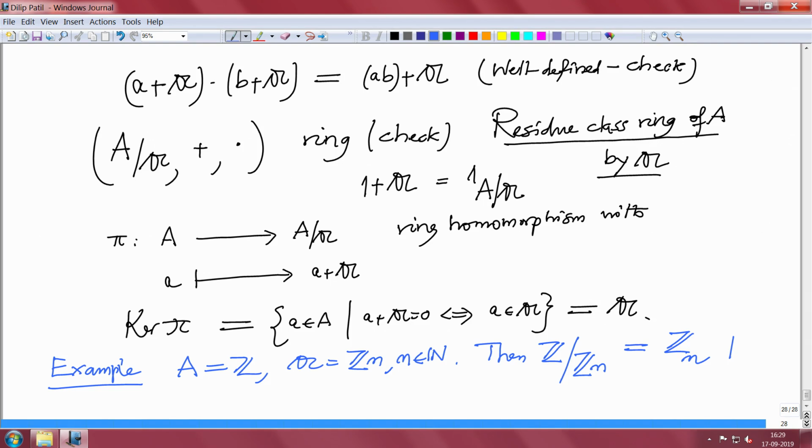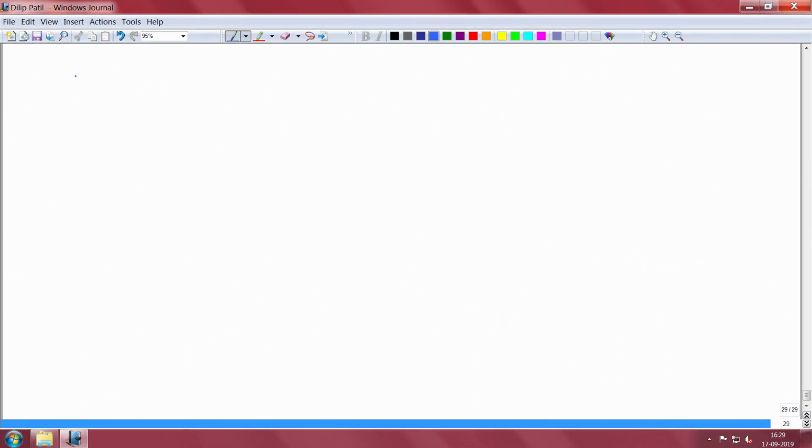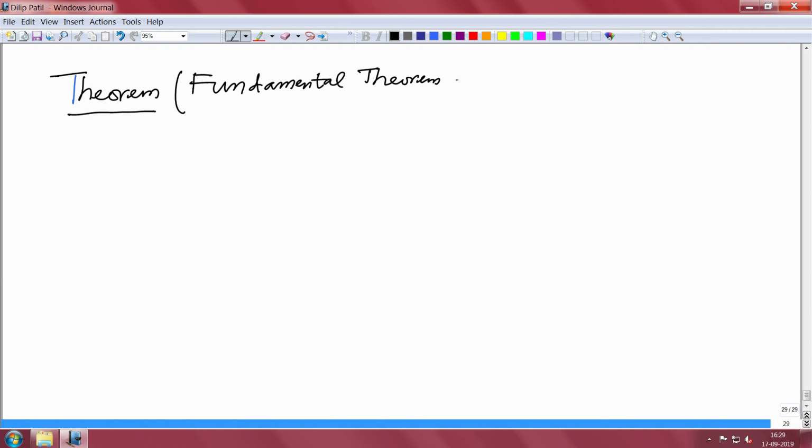The last proposition here is usually called the fundamental homomorphism theorem, the fundamental theorem of homomorphisms. So what does it say? So this theorem, this is the fundamental theorem of homomorphisms.